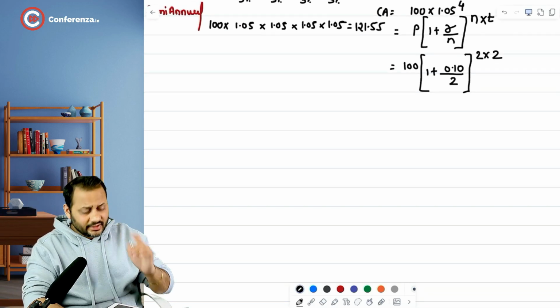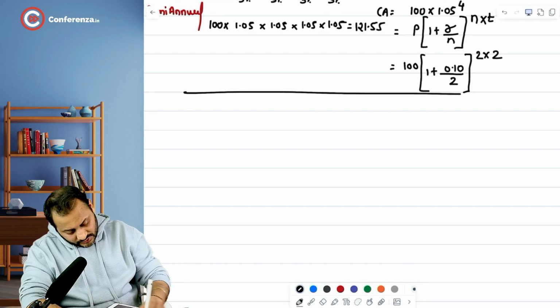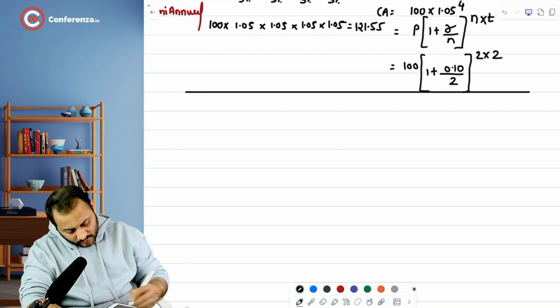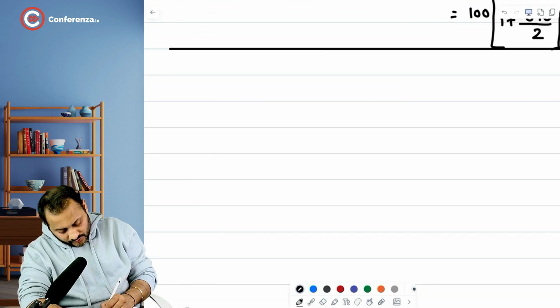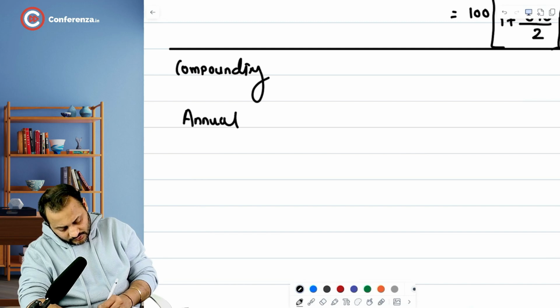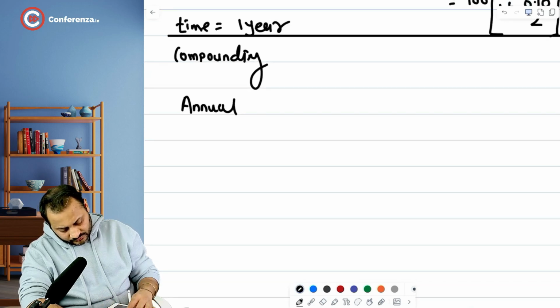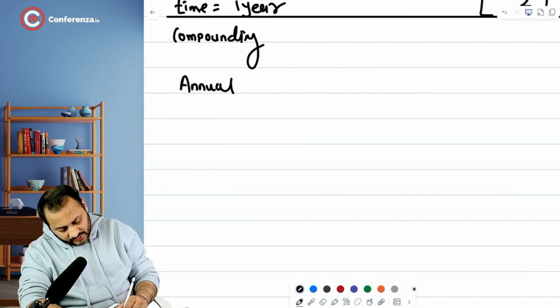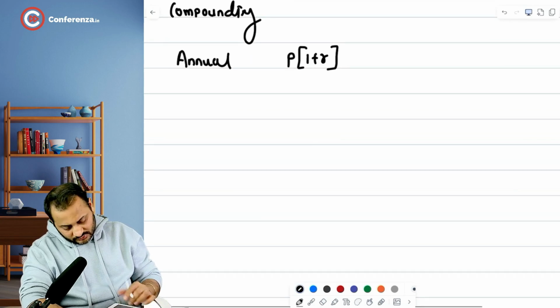So I'm going now only with the formula of how we arrive at compounding. And I will only take 1 year now. 2 years is going to get things more complicated. So I'm going to write a couple of things here. Compounding. Annual. Time, only 1 year to keep it simple. So if it is annual compounding, you can just write it like principal in bracket 1 plus r.